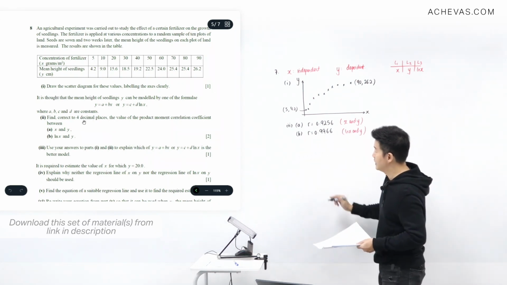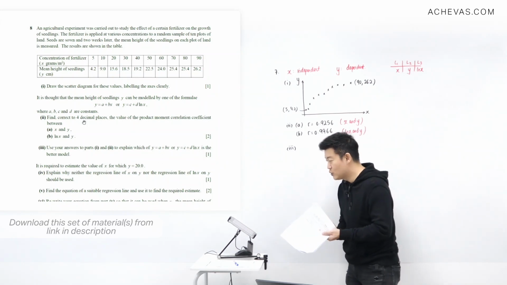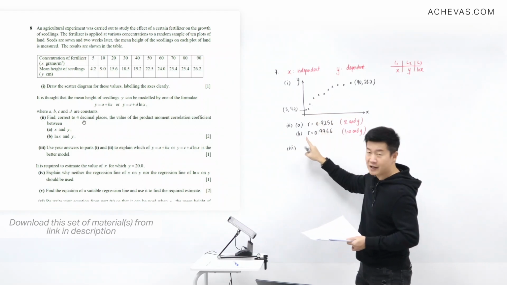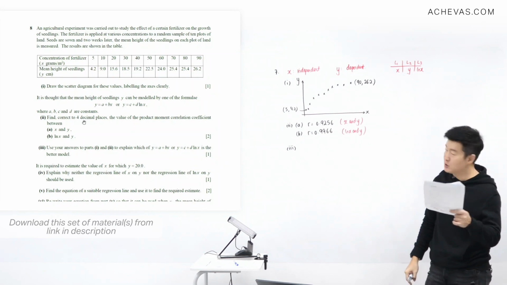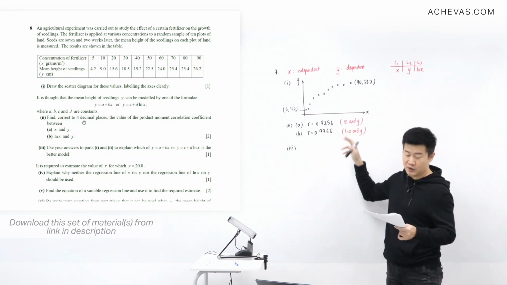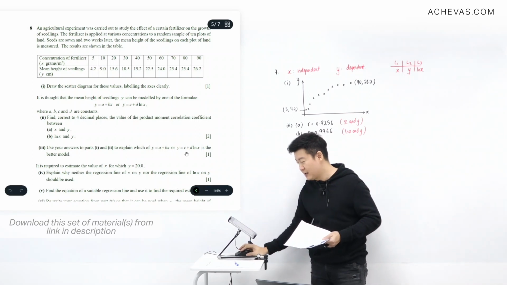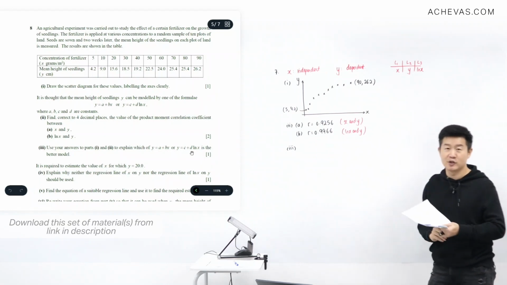So we have this. Then let's move on to part 3. Use your answer to part 1, the scatter diagram, and part 2, the product moment correlation coefficient. We are supposed to explain which one, y equal to a plus bx, or the other one, y equal to c plus d ln x, is going to be a better model.